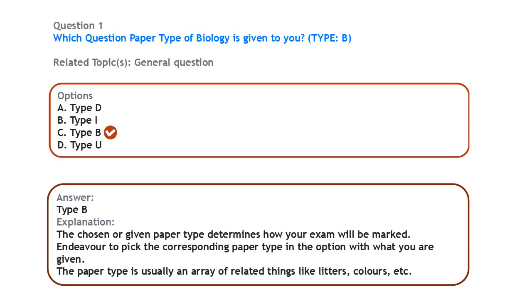Sometimes this paper type can be letters, like here where we have type B. It could be type A, B, C, D. It could be colors like type green, type yellow, type blue. So basically you have to pick the paper type that corresponds to what you're given, and you usually have this indicated at the beginning of the exam. In some exams they don't even use paper type.